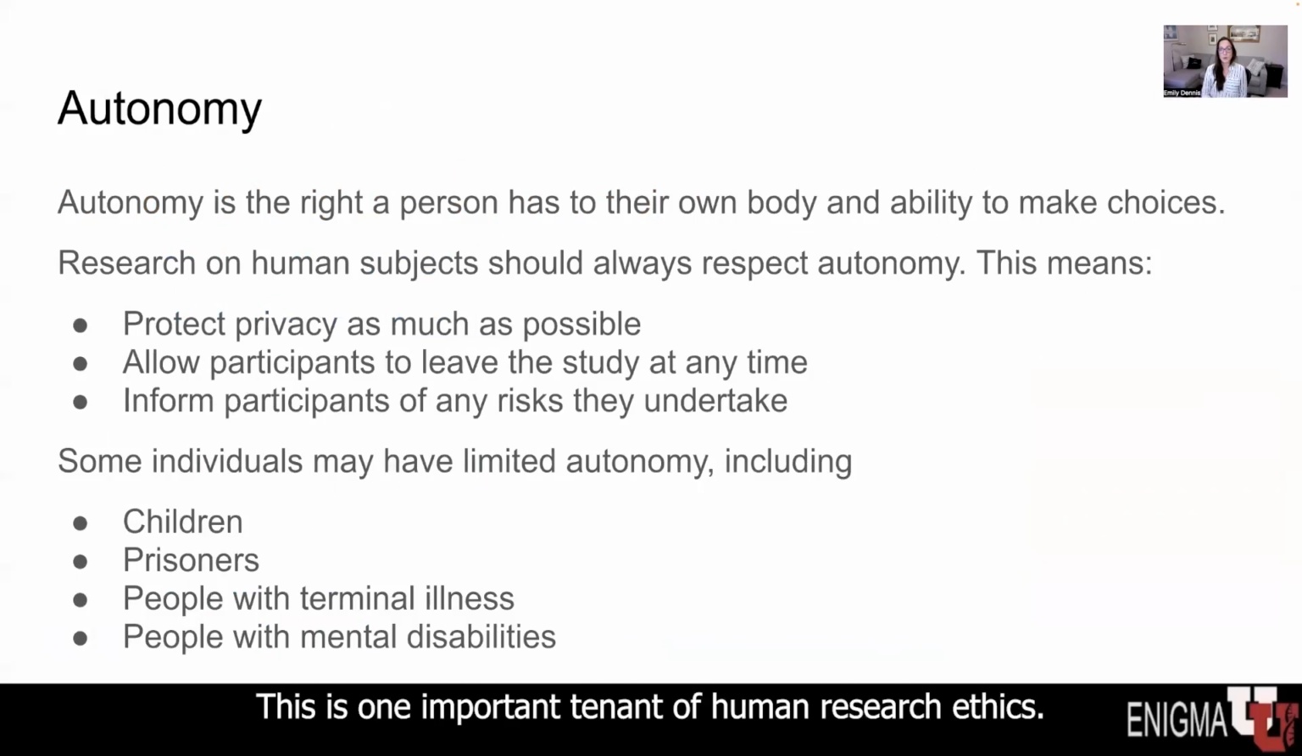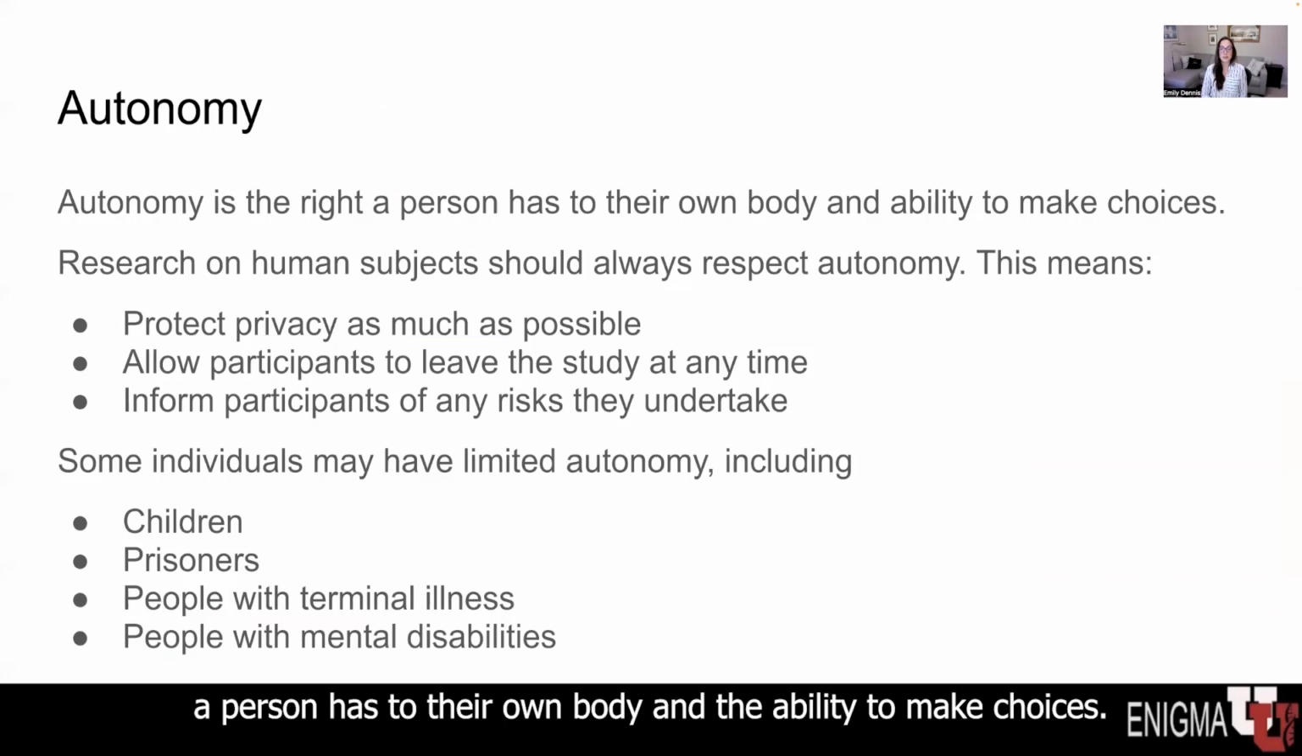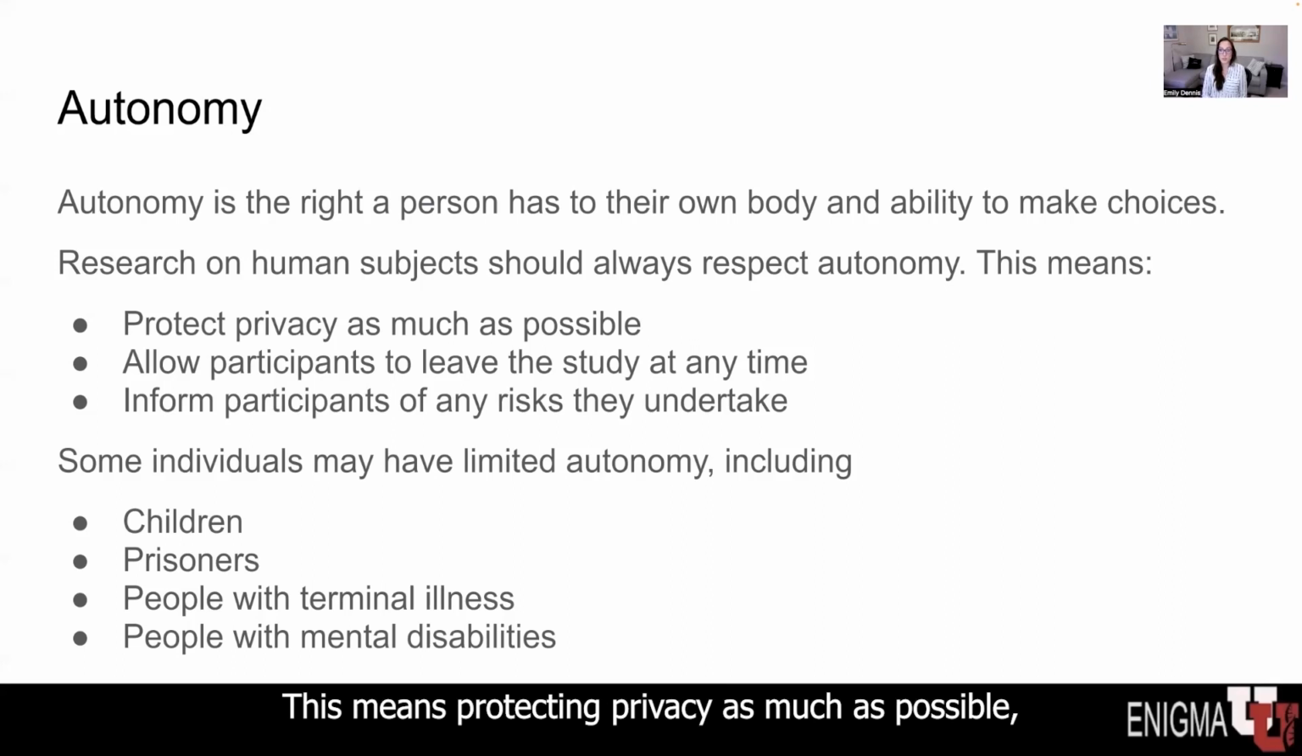Autonomy. This is one important tenet of research ethics, human research ethics. Autonomy is the right a person has to their own body and the ability to make choices. Research on human subjects should always respect autonomy. This means protecting privacy as much as possible, allowing the participants to leave the study at any time, and informing the participants of any risks that they might expose themselves to by participating in the study.